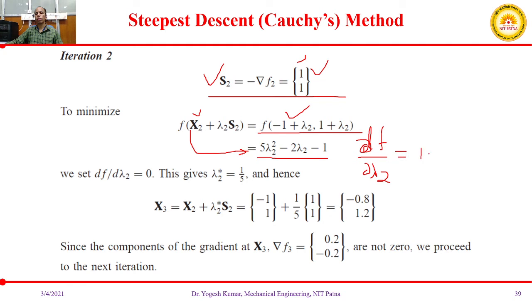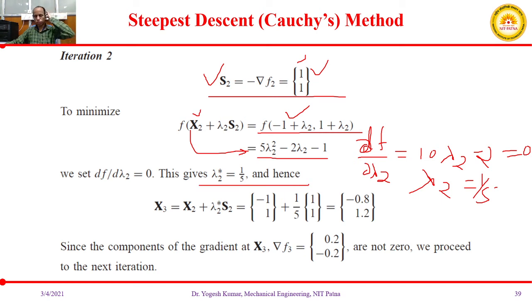Okay, so this will be 10 lambda 2 minus 2 equal to 0. This will give you that lambda 2 equal to 1 by 5. I hope, because this process is being done repeatedly, there is no doubt to any one of you how we are calculating the value of lambda 2.